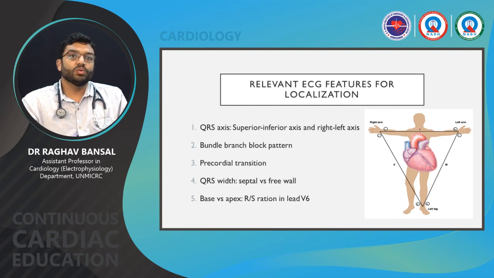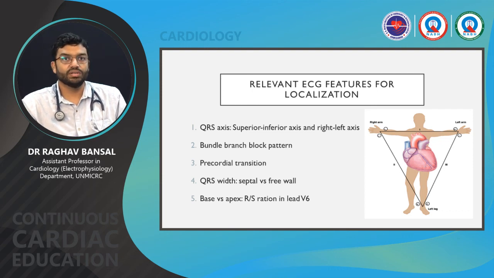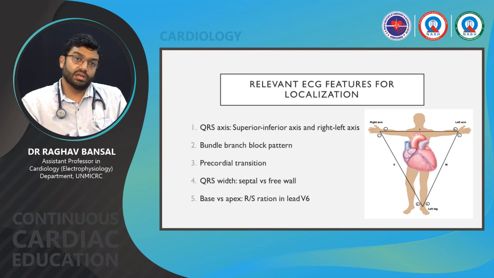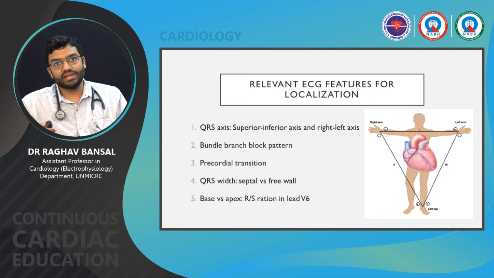And we have to look at the QRS width. Is it septal versus the free wall? A narrow QRS will be towards the septal, and a wide QRS would be towards the free wall. A very wide QRS will point towards an epicardial origin. And we have to look at whether the arrhythmia is arising near the base, which is towards the tricuspid and the mitral annulus, versus near the apex.